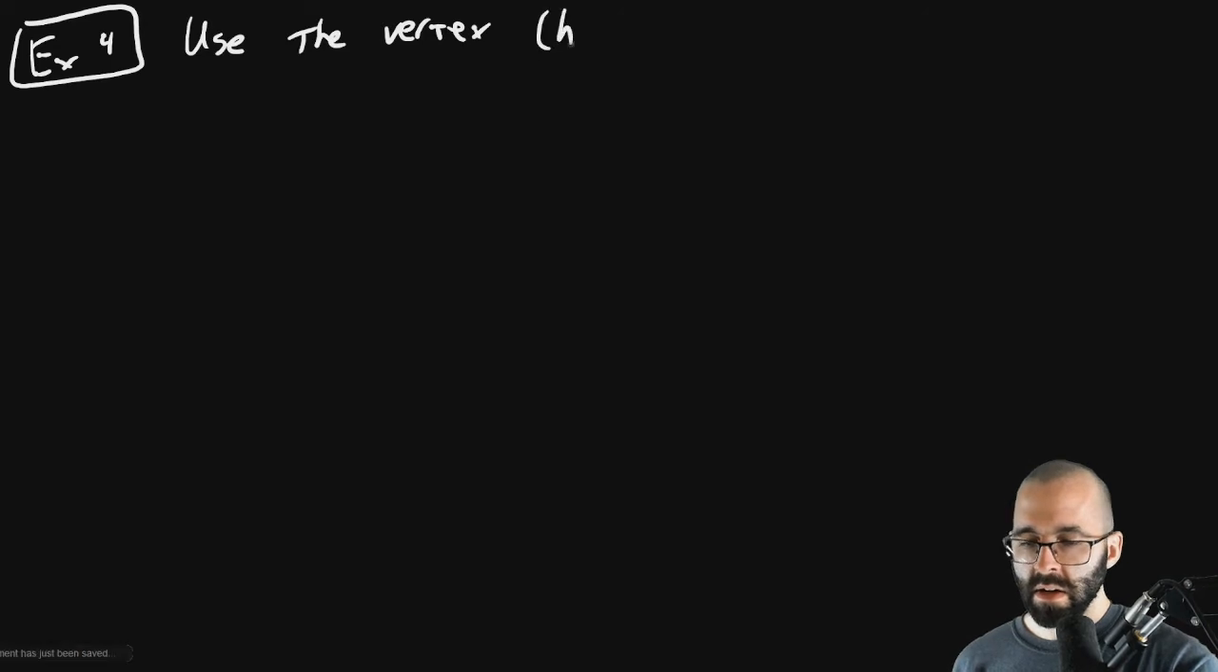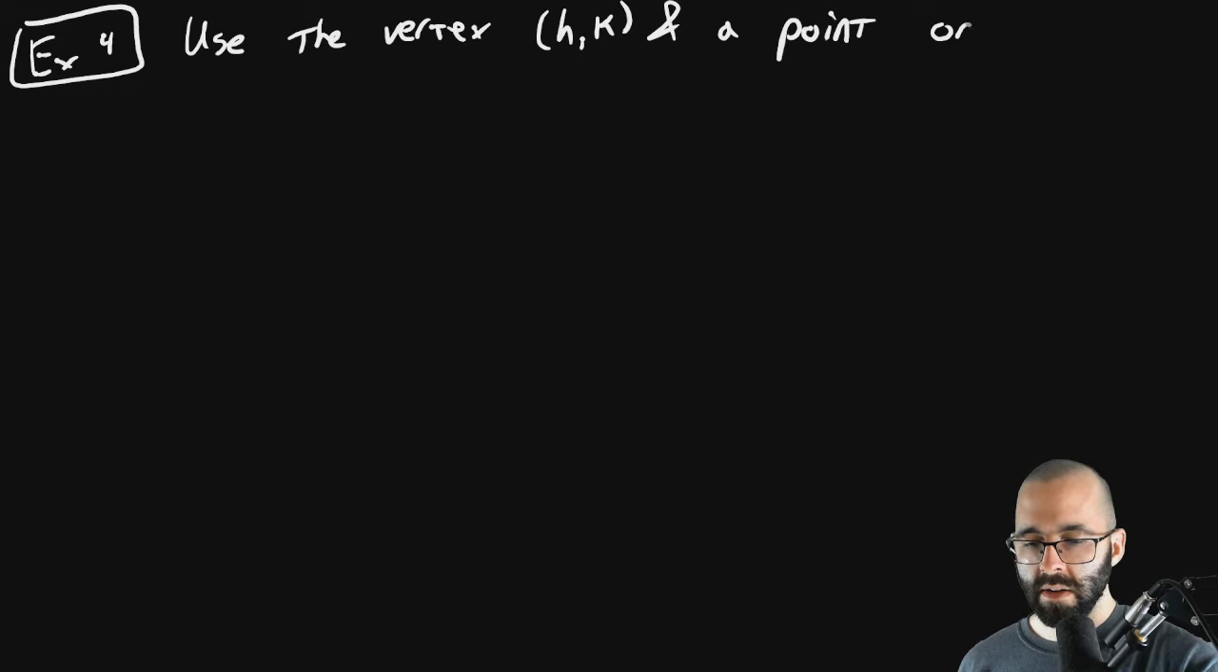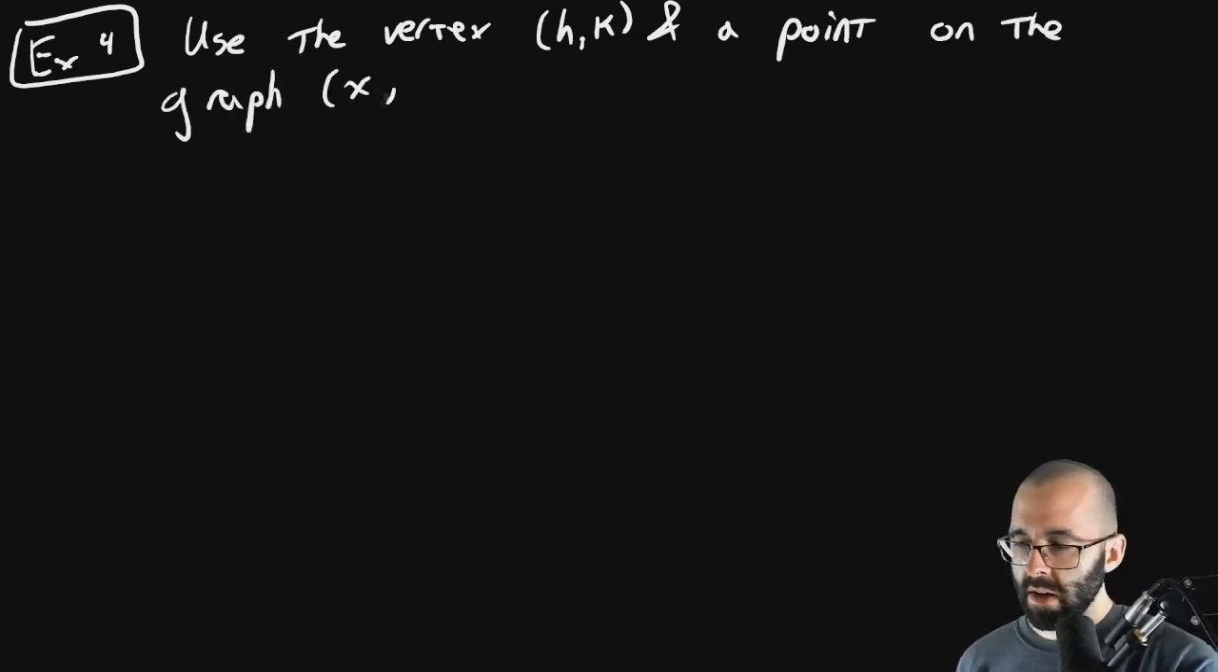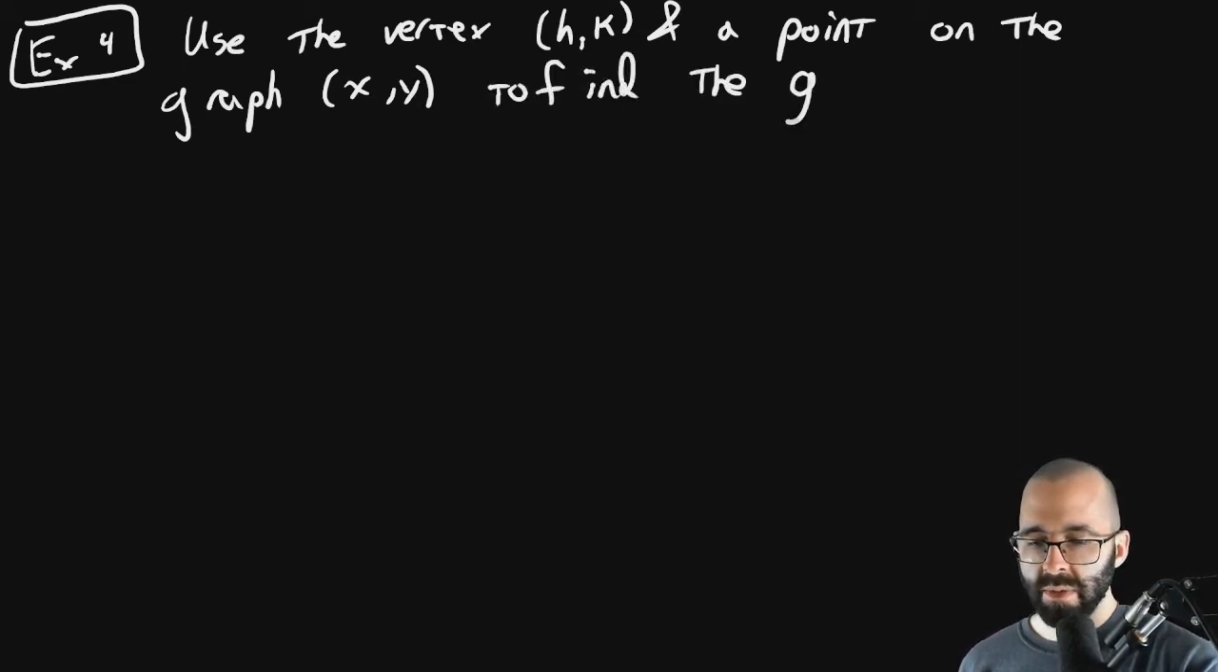And this problem can appear in a couple different ways as well. So these next two problems are just other illustrations of the same problem. To use the vertex, h, k, and a point on the graph, x, y, to find the general form of the following.